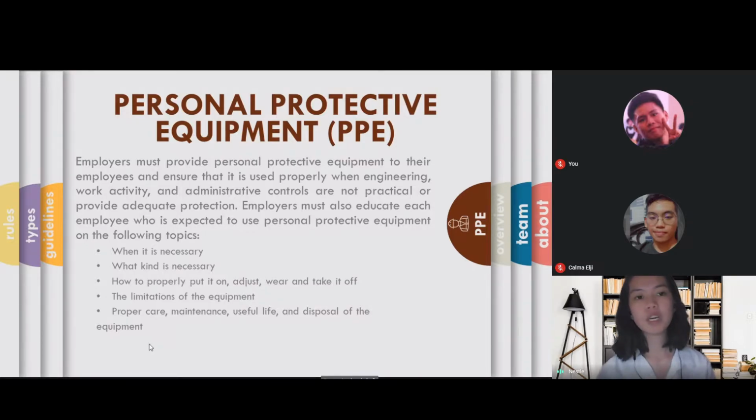In the seminars, it must contain the following topics: when the PPE is necessary, what kind of PPE is necessary for a certain situation, how to properly put it on, adjust, wear, and take it off, the limitations of the equipment, the proper care, maintenance, useful life, and disposal of the equipment.